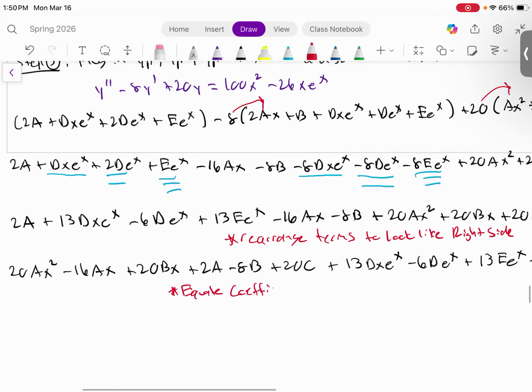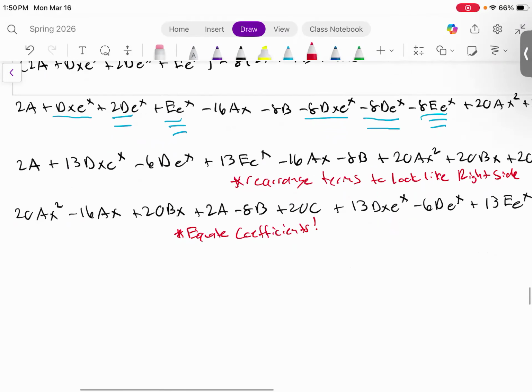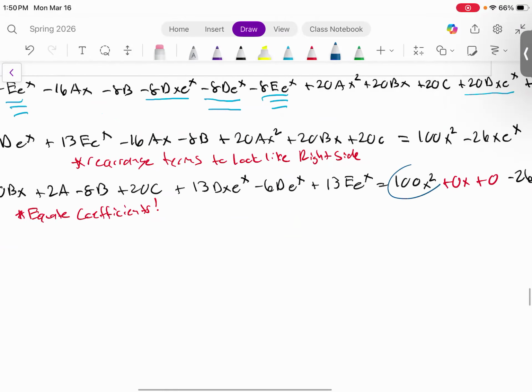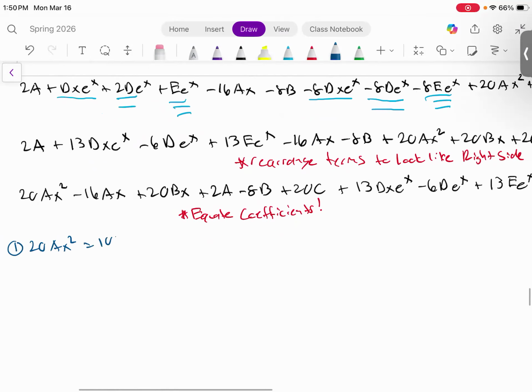And so a lot of work to get here, but now what we're going to do is equate coefficients. We're almost at the home stretch. We're going to be able to solve all of the constants that we're looking for. And this one is a bit of a domino effect because in the first equation I can equate 20ax squared to 100x squared. I'm equating the coefficients, so this is just 20a equals 100. So then a just equals 5.